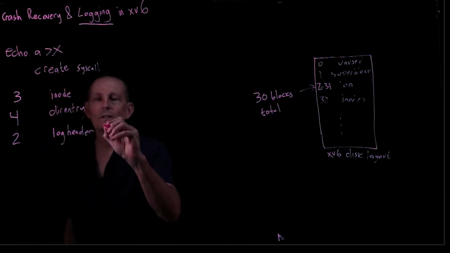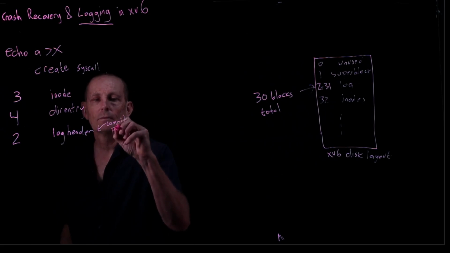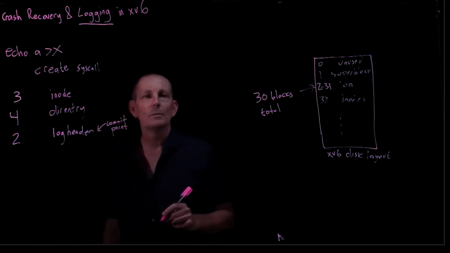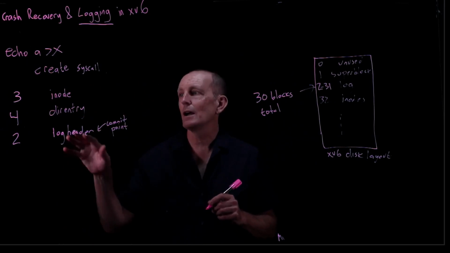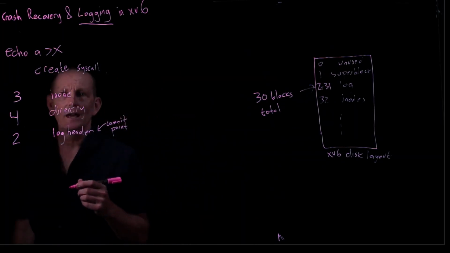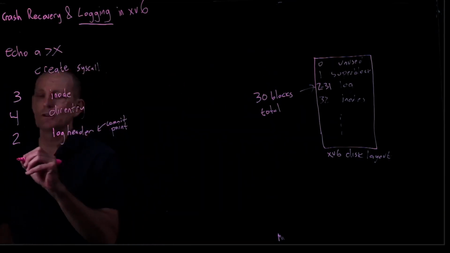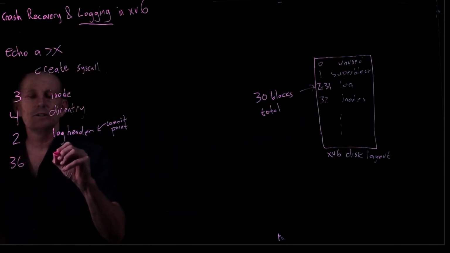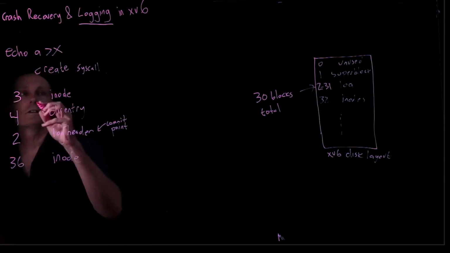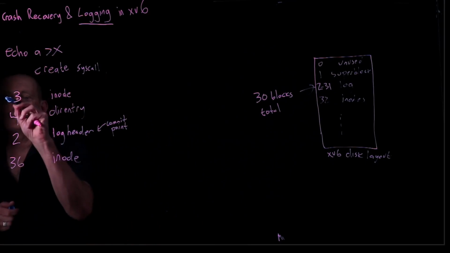This is the commit point. It's a commit point because we have written now that the number of blocks is 2, so it's non-zero. Then we'll go ahead and actually write block number, let's say 36, which is the inode. So that's basically copying, right, this one here.